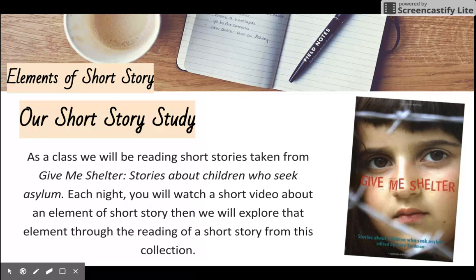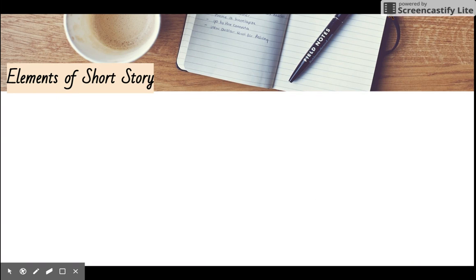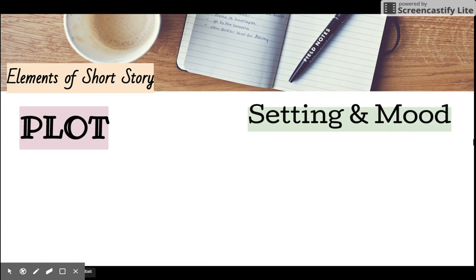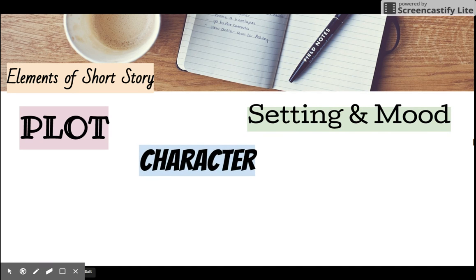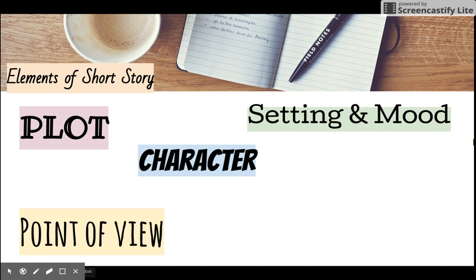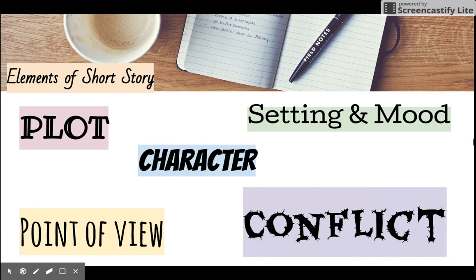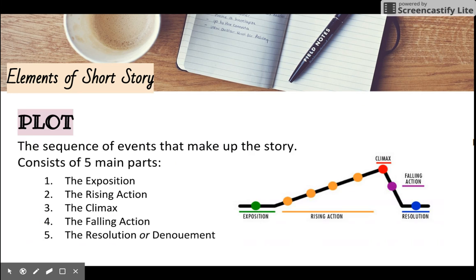The different elements of short story that we're going to be looking at are plot, setting and mood, character, point of view, and conflict. So in this first lesson, we're going to focus more specifically on plot. So plot is the sequence of events that make up the story. So basically, it's the scheme, the graph that the story follows.